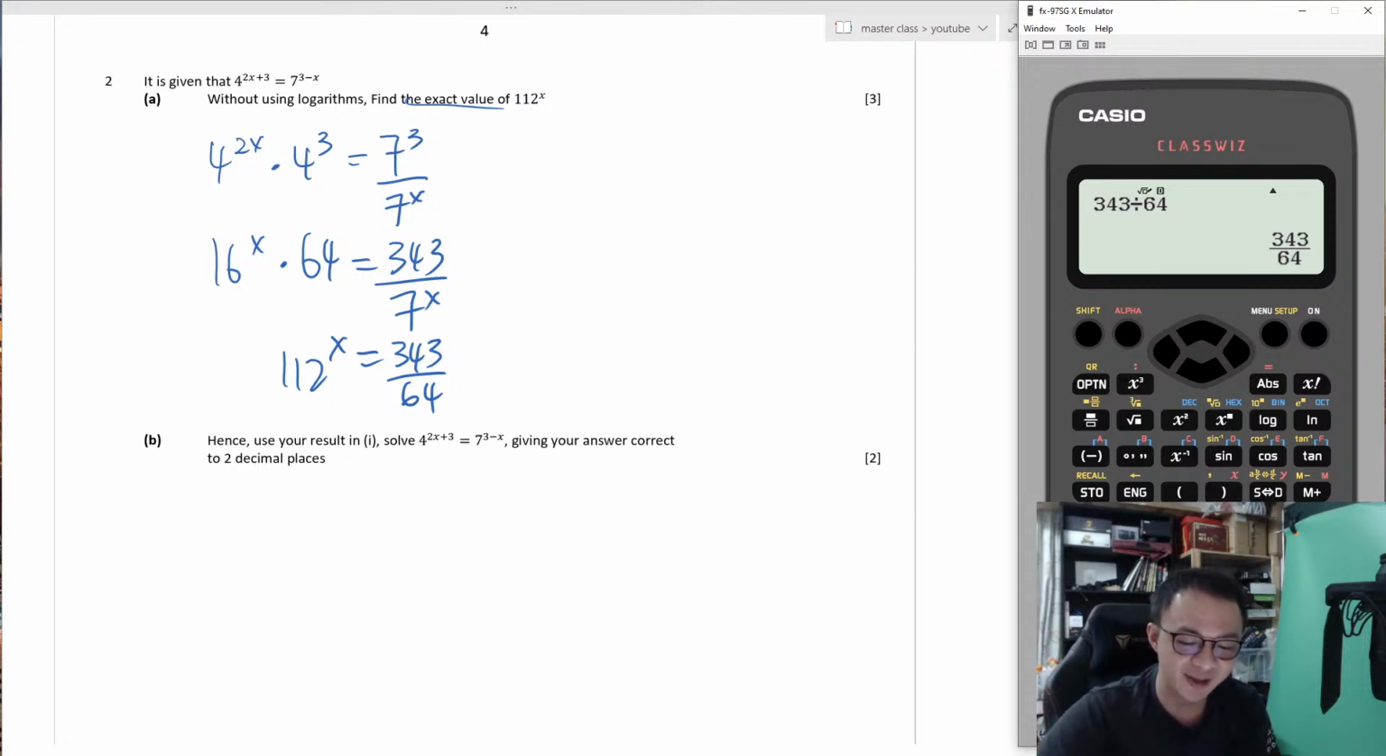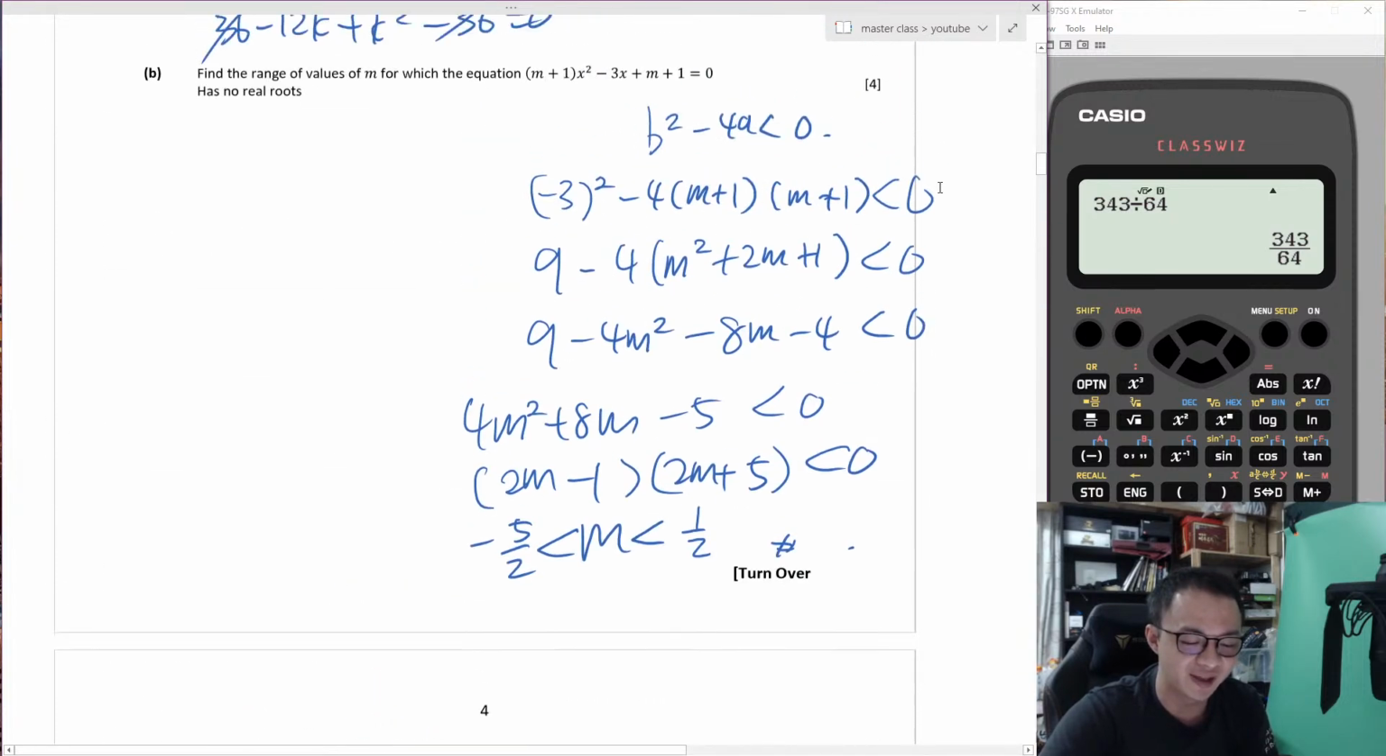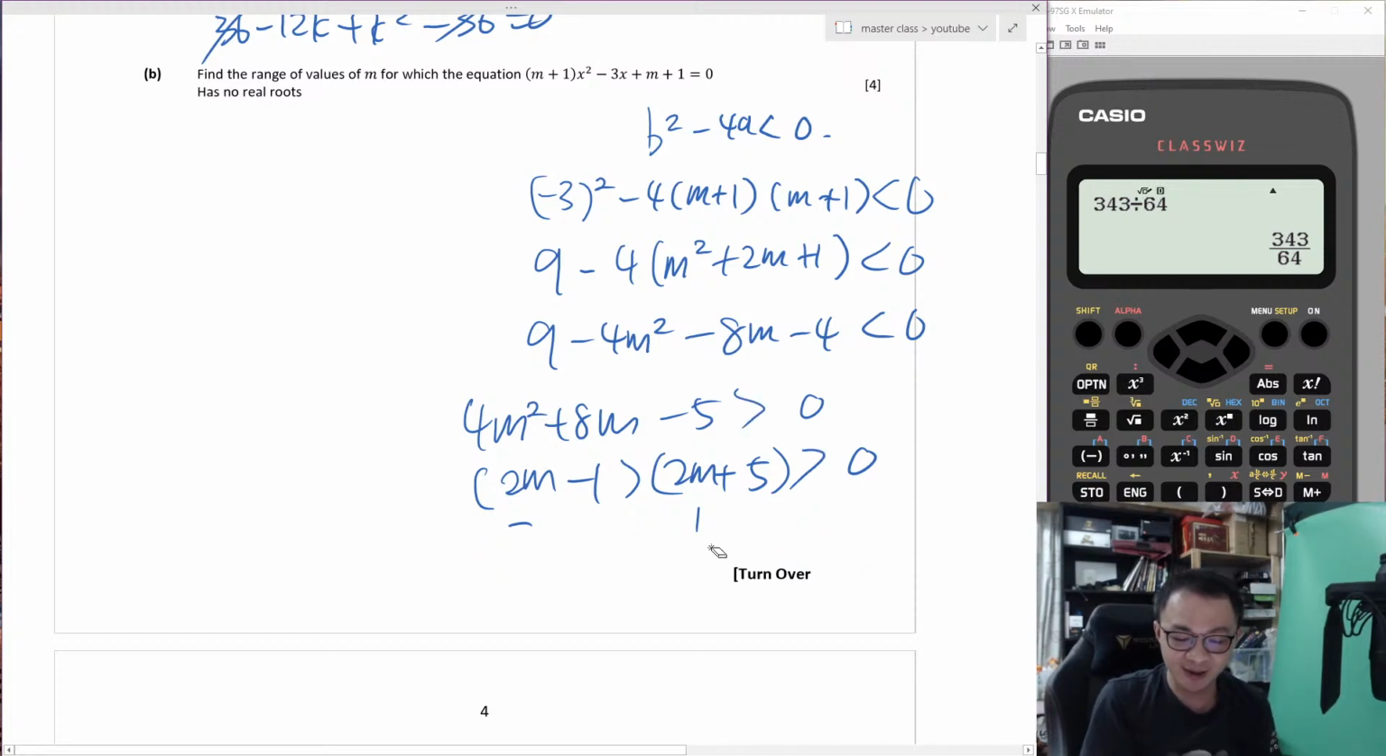Oh yeah, it's bigger than 0 because I divide by a negative. Alright, here I made a little mistake. This one should be bigger than 0, because here I actually changed the negative 4m to positive. When I divide by a negative value, the sign needs to change. Alright, thanks for reminding me.